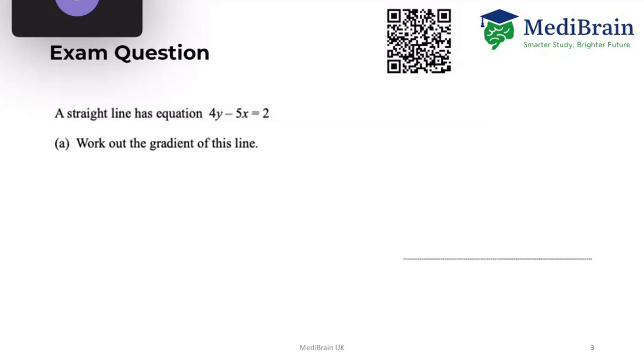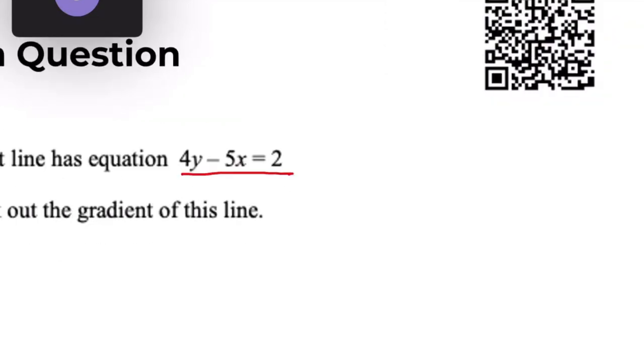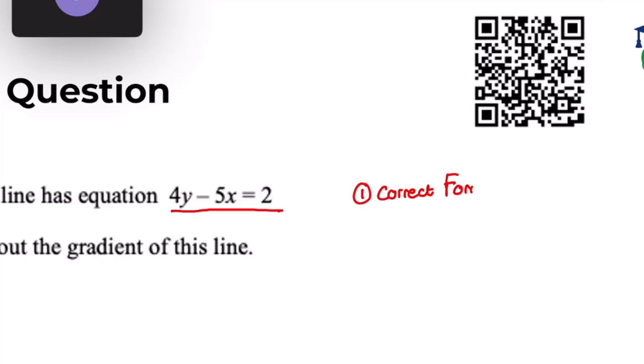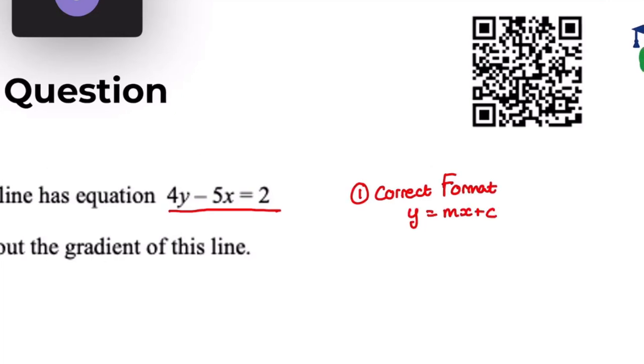So it says a straight line has the equation 4y minus 5x equals 2. We need to work out the gradient of this line. So again, step one, with any question like this, you need to make it into the correct format, which is y equals mx plus c. At the moment, it is not in the correct format, so we need to get it into the correct format, and that's what we're going to do.